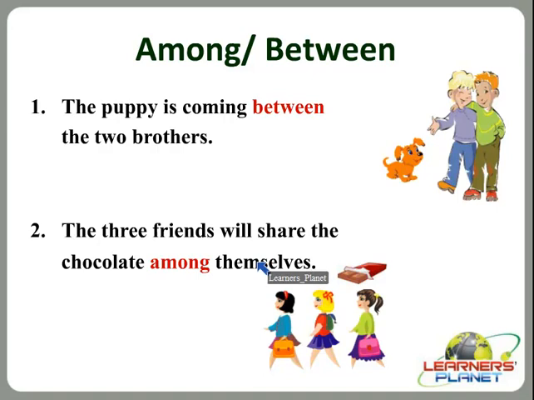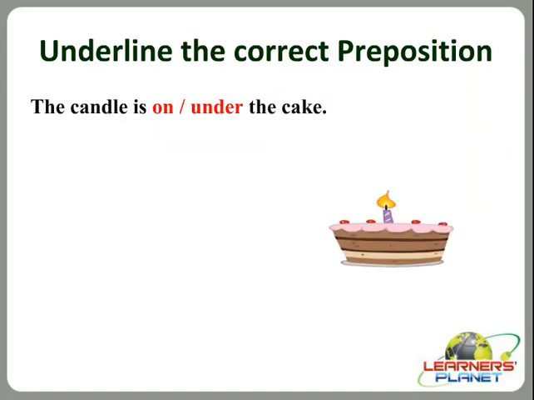Alright students, I will repeat this again. Among and between. Between shows two, among shows more than two. The puppy is coming between the two brothers. The three friends will share the chocolate among themselves. Now students, let us do some activities.